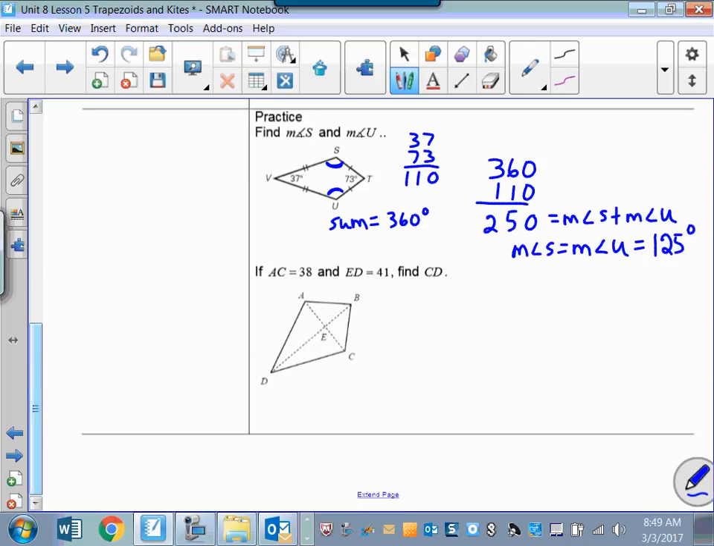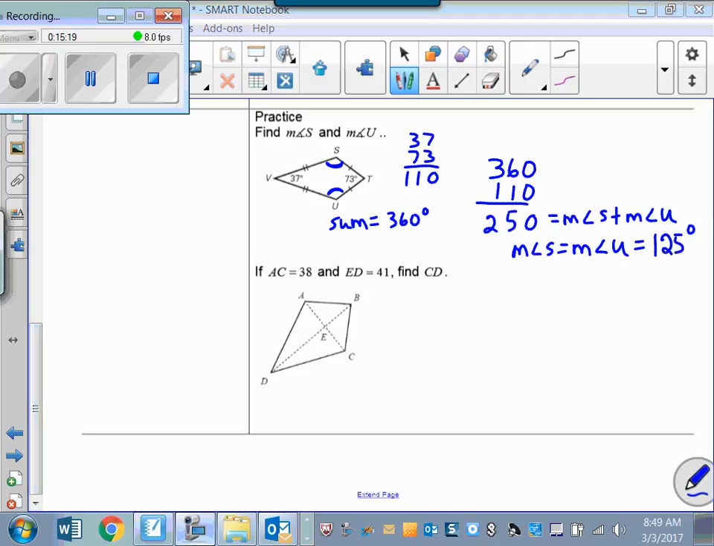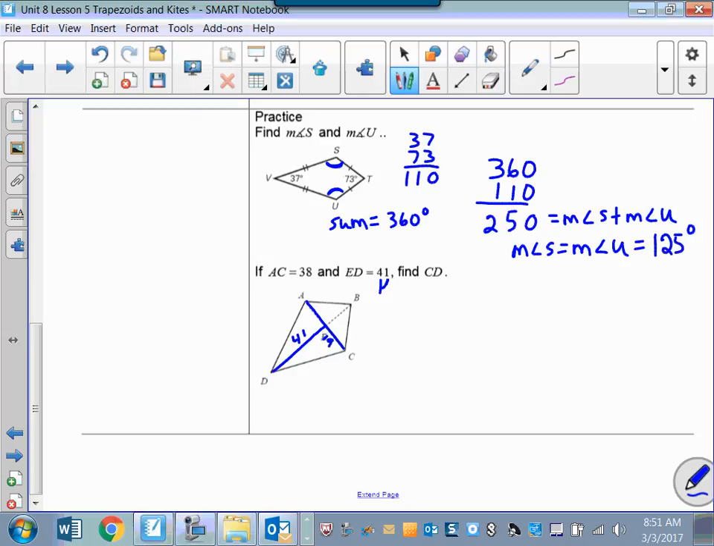All right, what do we have next? If AC is 38 and ED is 41, find CD. Okay, I had to pause for a second here. I had my mind stuck on trapezoids and I was looking at this, forgetting that it's a kite. I think we should have said somewhere here that this is a kite. Should have been in the problem. So anyway, what I have here is that AC is 38.